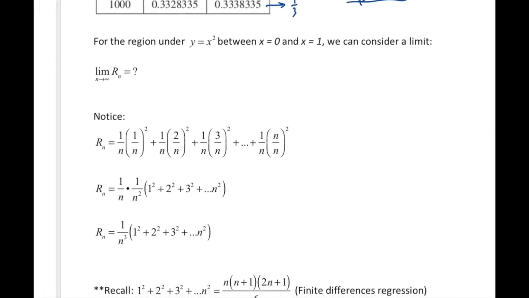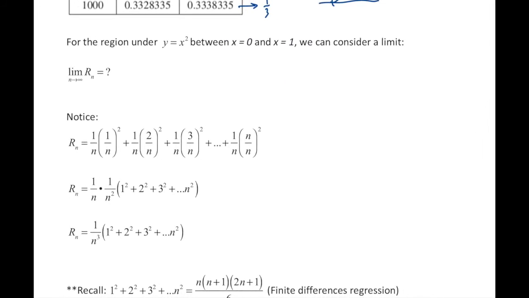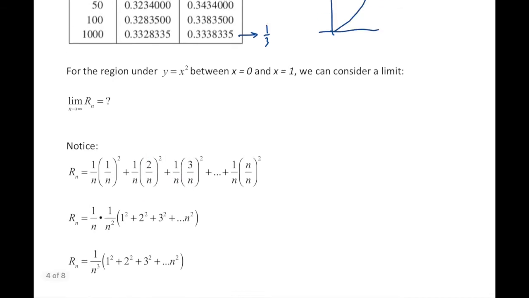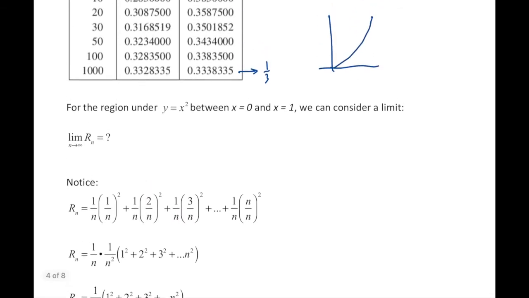Now, we notice that if we've got n many rectangles, the width of each rectangle, since we're going from 0 to 1, is 1 over n. So the width of each rectangle is 1 over n. Now, where that comes into play is this 1 over n squared, or 2 over n squared would be the second rectangle, 3 over n squared would be the third rectangle, etc.